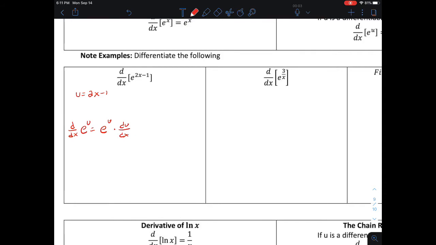As you do enough of these, you don't have to do the u-substitution, but it's a good habit to have initially, because this is the line that you skip when you're trying to do these without u-substitution. So du over dx, the derivative of u with respect to x, is 2, and then we resubstitute everything in. So e to the u would be e to the 2x minus 1 power times du over dx, which is 2. And if we wanted, we could just put the 2 out front: 2 times e to the 2x minus 1 is my derivative.